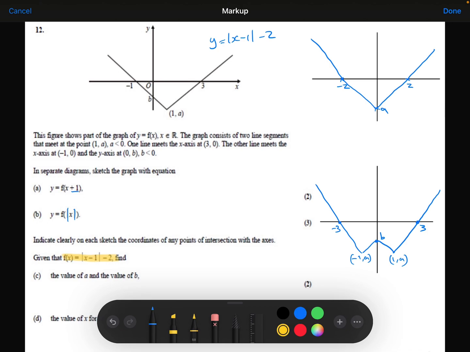First thing, I know that when x is 1, y equals a. So if I substitute that coordinate into this function, so y is a when x is 1, I find that a is equal to the modulus of 1 minus 1, so 1 minus 1 is 0. The modulus of 0 is obviously 0, so a must be minus 2.